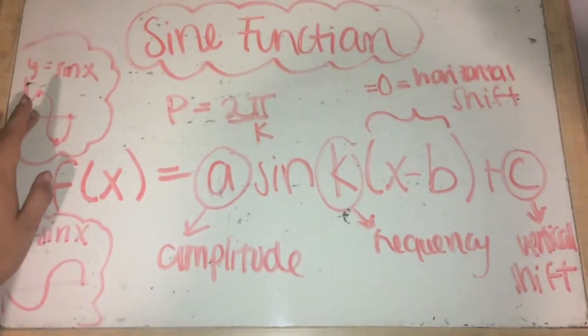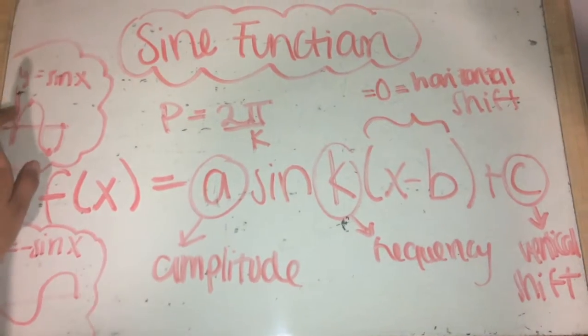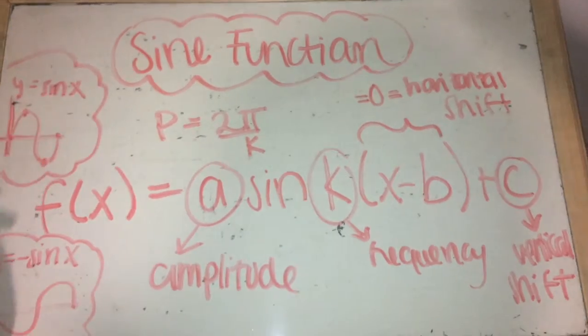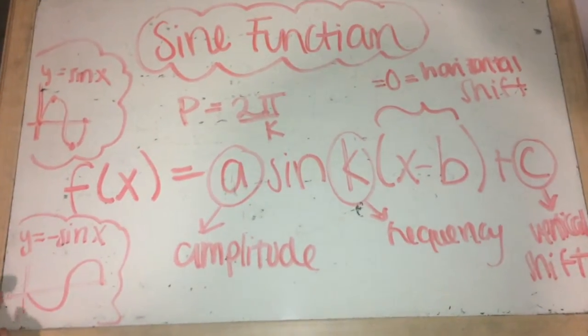As you can see, positive sine goes like this. It starts here, then goes up, then down, then here, and negative sine is the same but in the opposite way.